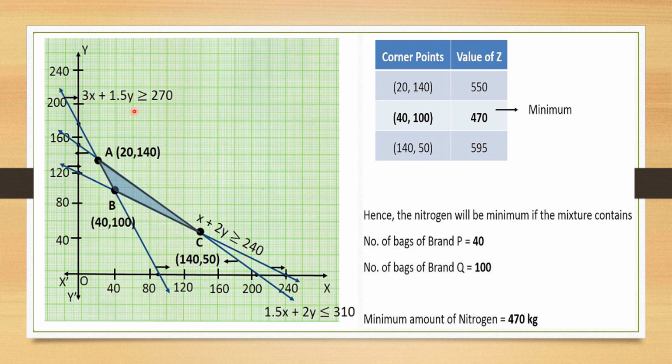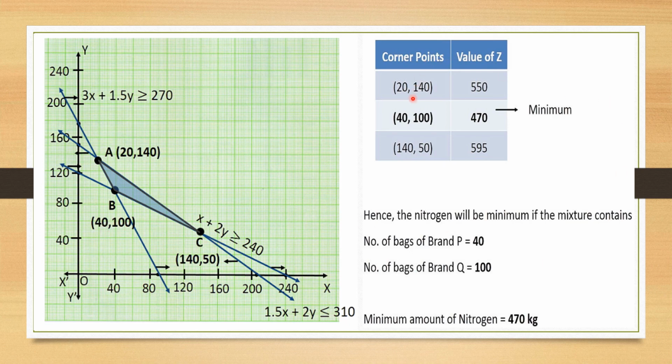As origin is not satisfied here, shading is away from the origin. For this line, x plus 2y greater than equal to 240, again origin is not satisfied, shading is towards this side. And this is the third line, 1.5x plus 2y less than equal to 10, origin is satisfied, so shading towards this side. And this is again a bounded feasible region with 3 corner points: 20, 140; 140, 50; and 40, 100.